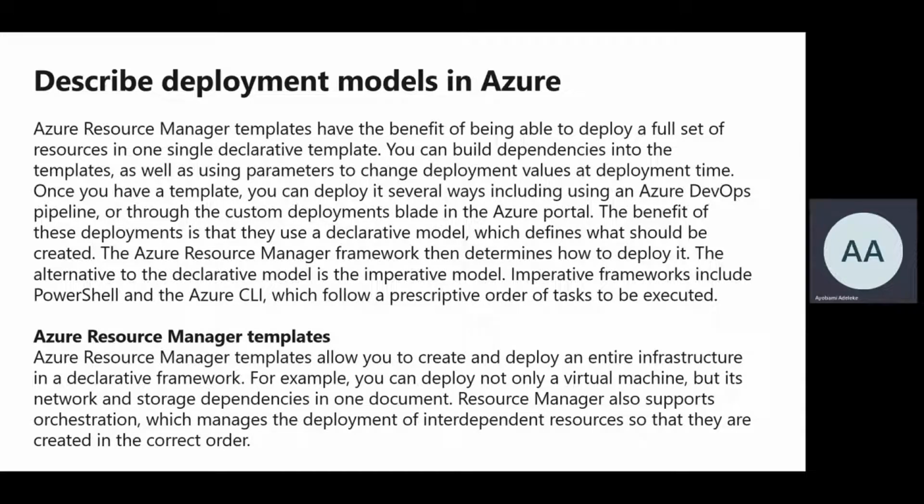It comes like a JSON script whereby you just open that script in the Azure environment or your PowerShell or CLI environment and deploy it. And once you do that, all of the resources that you've declared in that JSON script would be deployed into your Azure tenant. Once you have a template, you can deploy it several ways, either using the Azure DevOps pipeline or making use of custom deployment blades in the Azure portal, the user-friendly portal where you leverage drag and drop. The benefit of this deployment is that it uses a declarative model which defines what should be created.